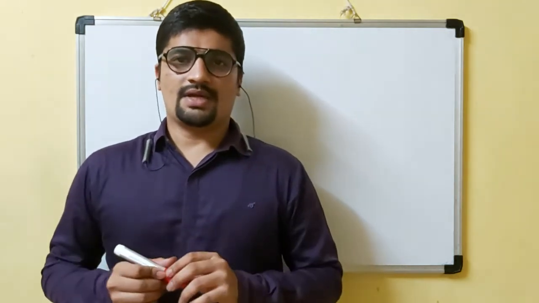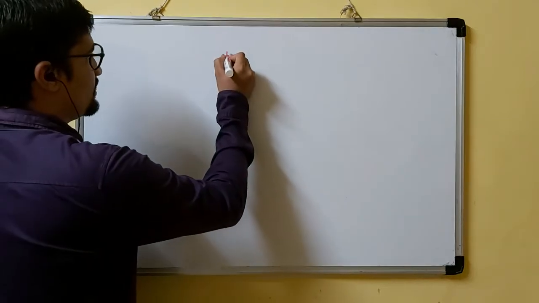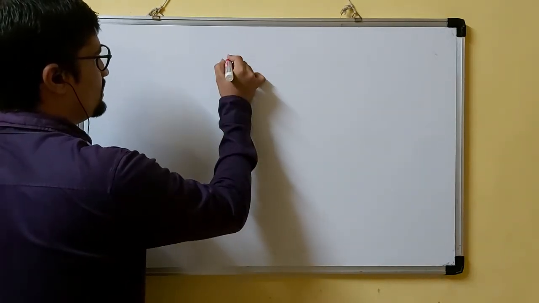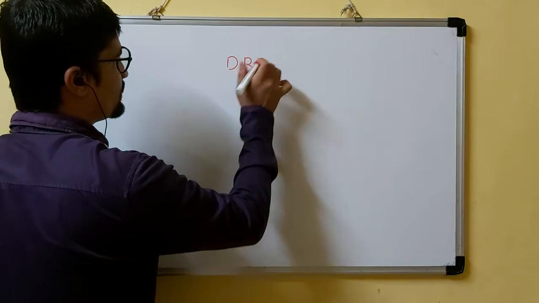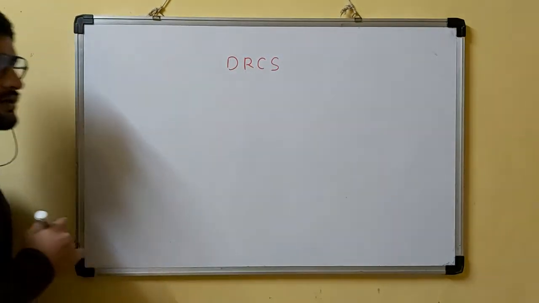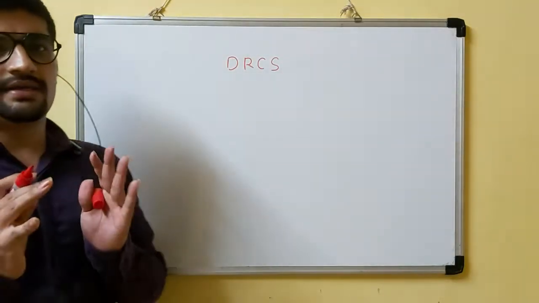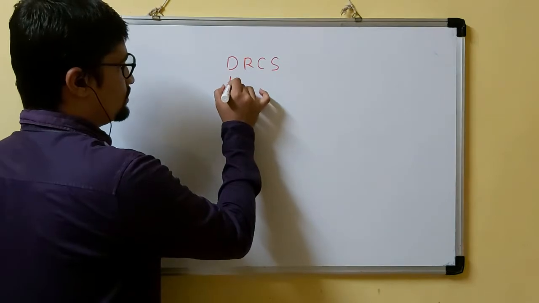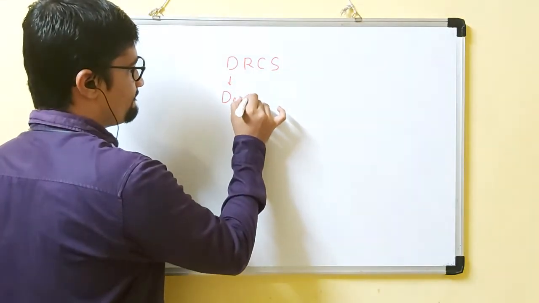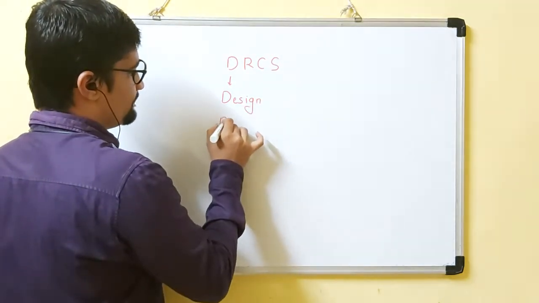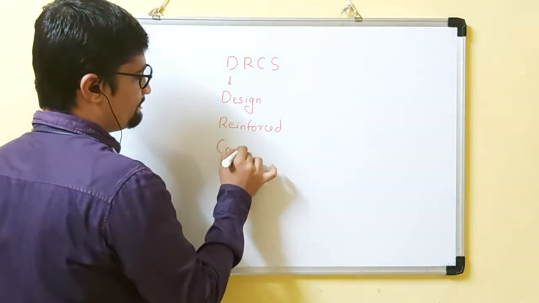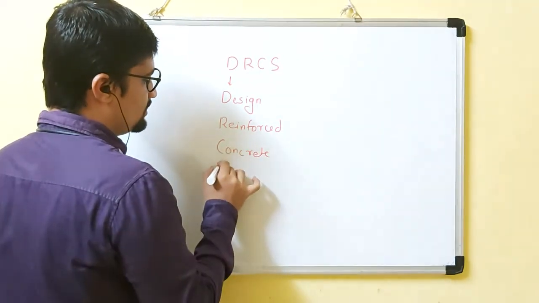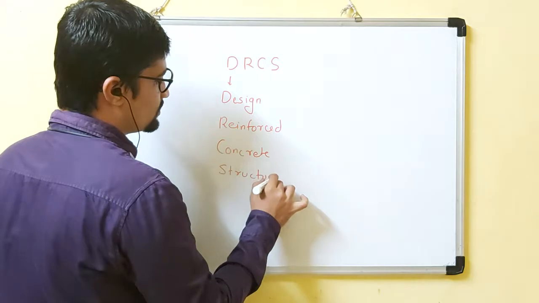Okay, so today we will learn about a new topic: DRCS. So what is DRCS? DRCS means D stands for design, reinforced, concrete, structures. Design reinforced concrete structure.